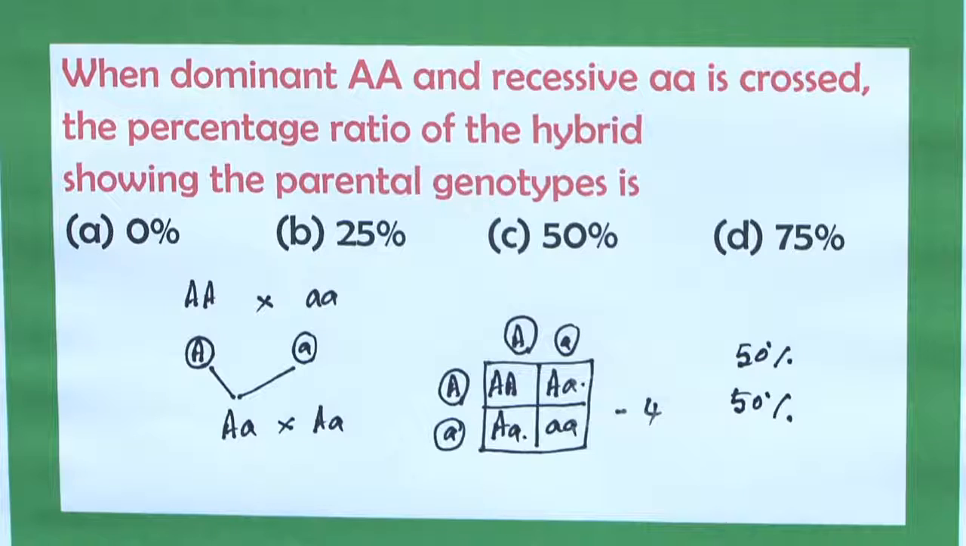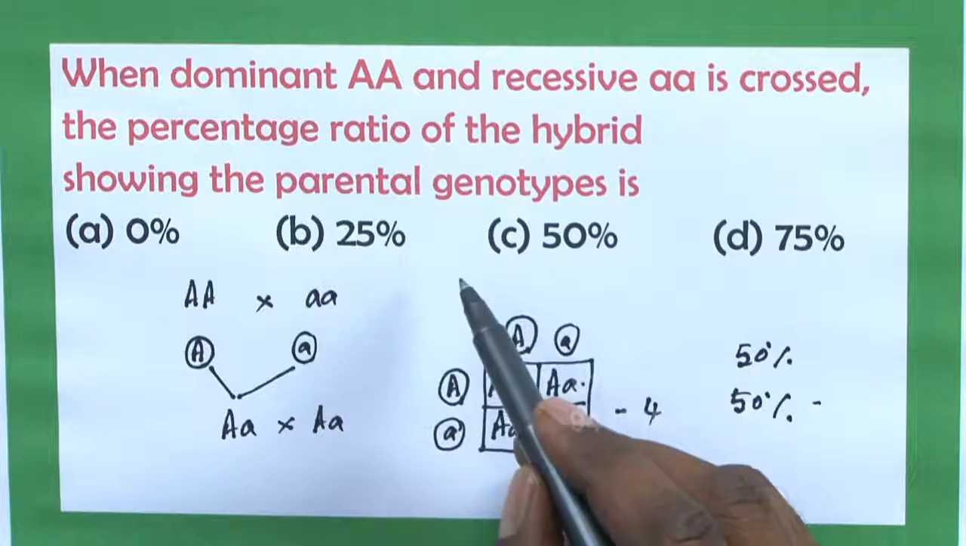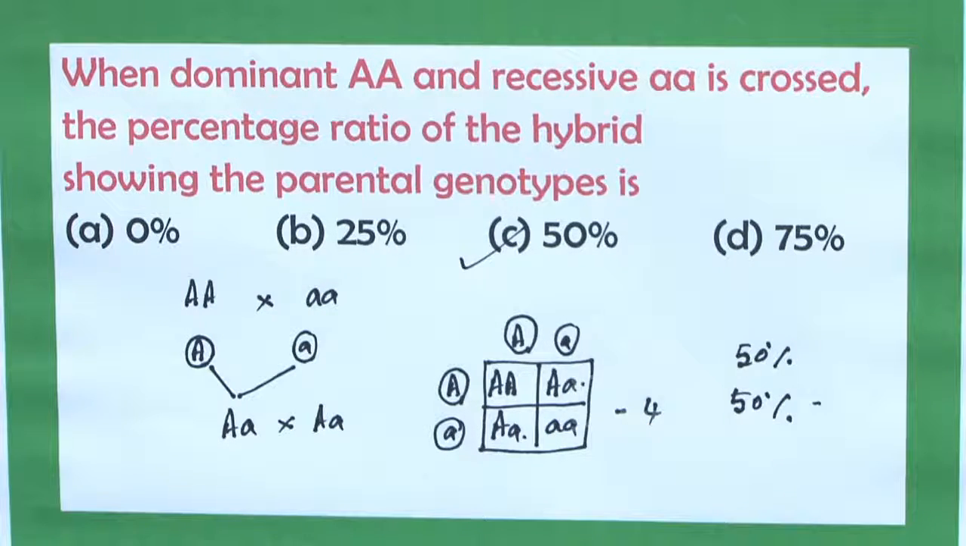Now, let us look at the options. Option A 0%, option B 25%, option C 50%, option D 75%. As you have seen in the cross, the parental genotypes are 50%, and hence the correct option is C, that is 50%.